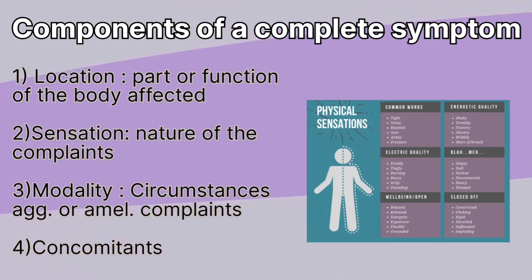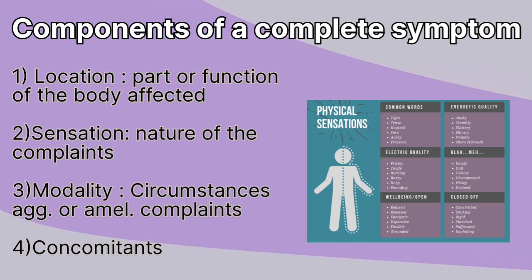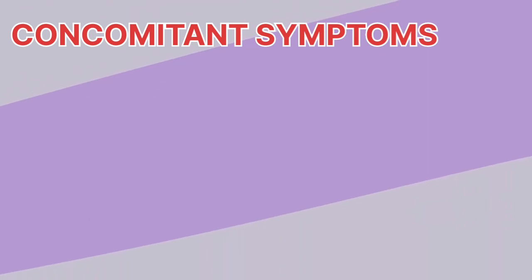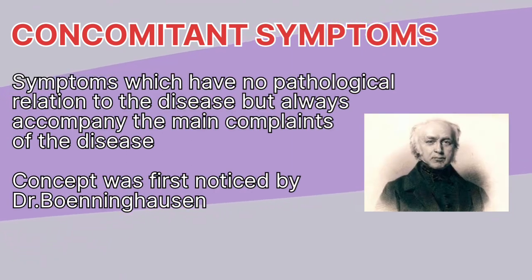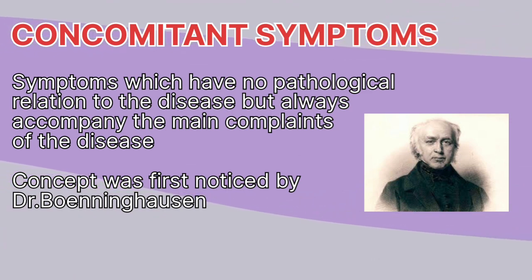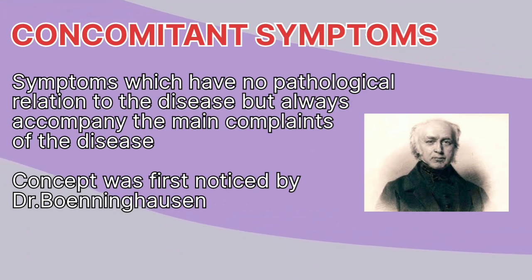The first one is the location, which denotes the part of the body or the function of the body where the symptom appears. The second one is the sensation, which explains the nature of the complaints or symptoms, for example, burning, aching, throbbing, etc. The third part is the modality, that is the circumstances under which the patient either feels better or feels worsened or aggravated of the complaints. And the fourth one is the concomitant. These are the symptoms which do not have any pathological relation to the disease but always accompany the main symptom of the disease. These symptoms were first noticed by Dr. Bonninghausen and later became popular.